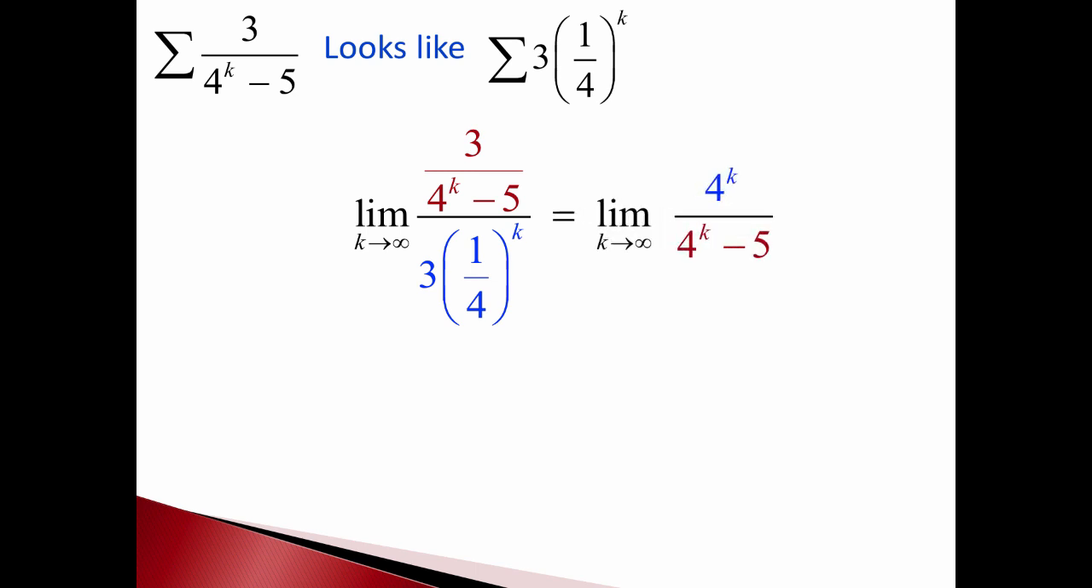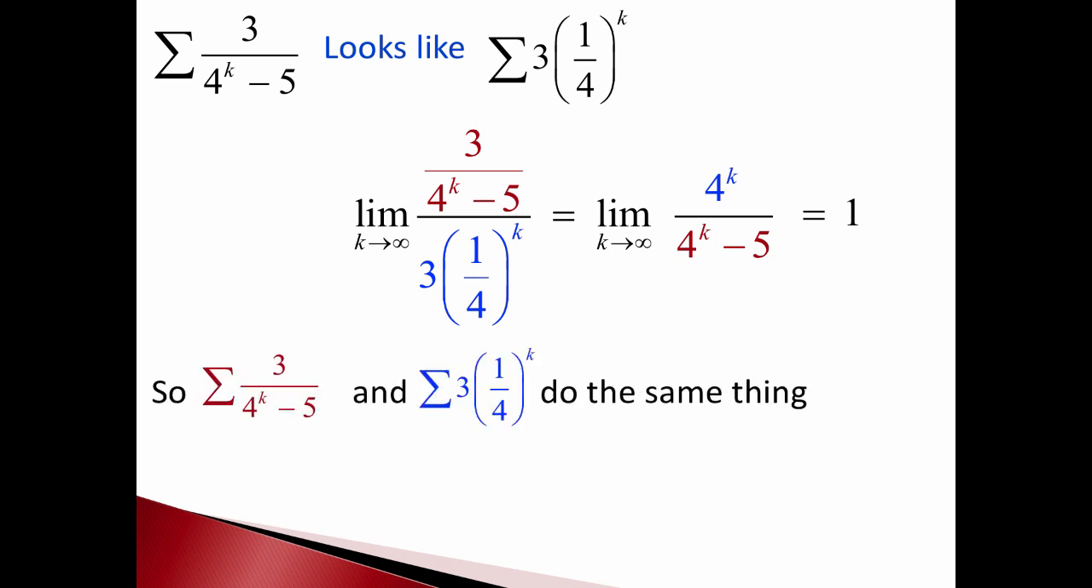I'll flip this. The cool thing is those 3's will cancel, right? And the blue 4 to the k ends up in the top. The red 4 to the k minus 5 ends up in the denominator. Now, once we've done that, how do we see what this limit's going to be? Well, I've got a 4 to the k over a 4 to the k. The -5 doesn't make much difference, so they tie on the tower of power. So this turns out to be 1.